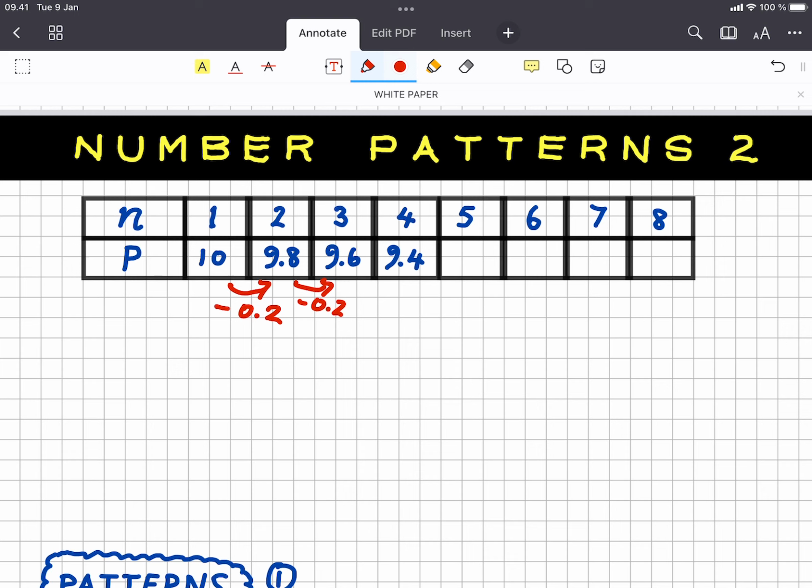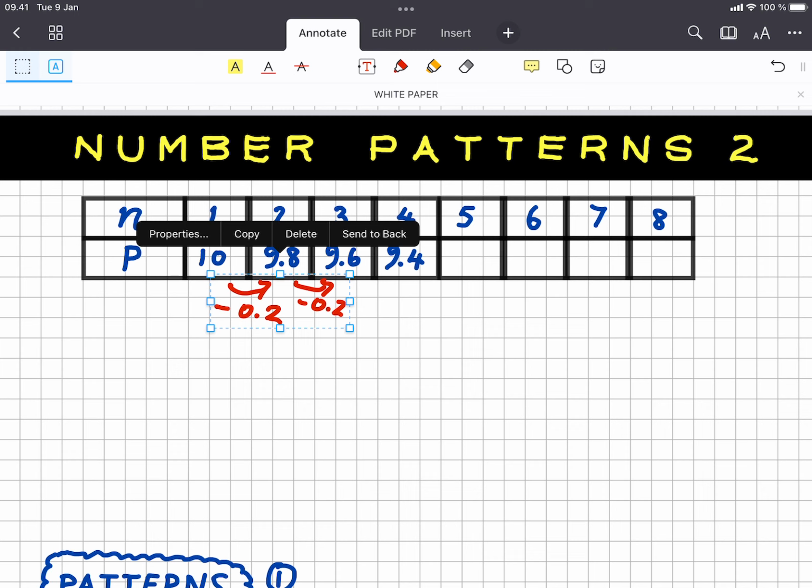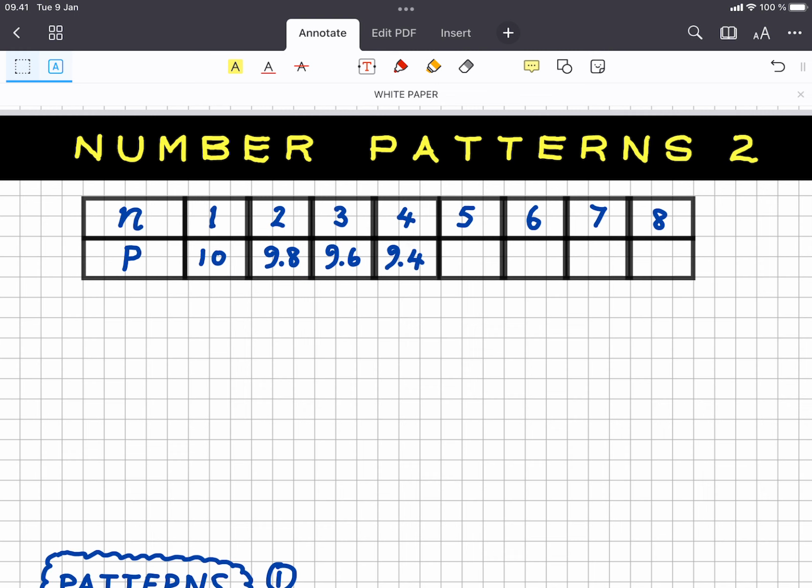And the fact that it's going down by 0.2 every time gives you a big clue that something in the rule must have minus 0.2 times n, because every time these n's go up by 1, the p term goes down by 0.2. So if the rule were just minus 0.2n, then you'd get 1 times minus 0.2 is minus 0.2. 2 times that would be minus 0.4, then minus 0.6, minus 0.8, and so on.